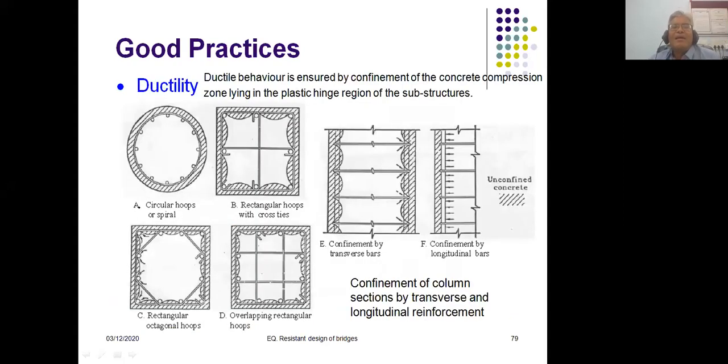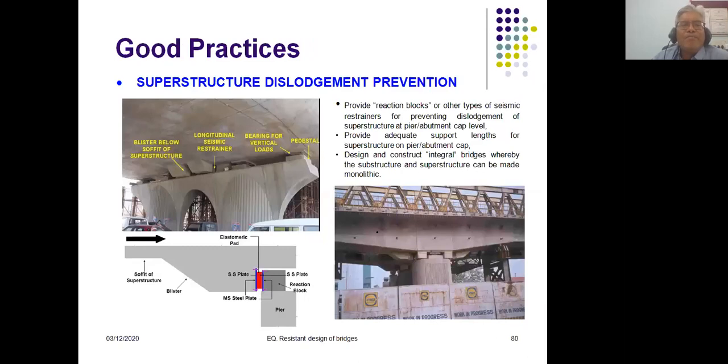Ductile behavior is ensured by confinement of the concrete, right? By confining the concrete, we can get ductility. Here you can see that proper confinement is provided. Particularly at this place, closer spacing of the transverse reinforcement needs to be provided, so we can get confinement and through it the capacity will be there.